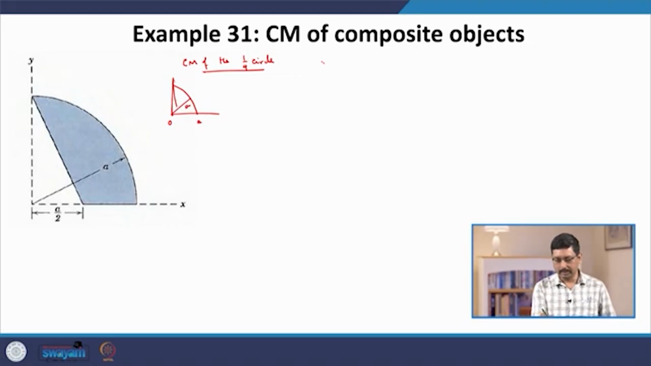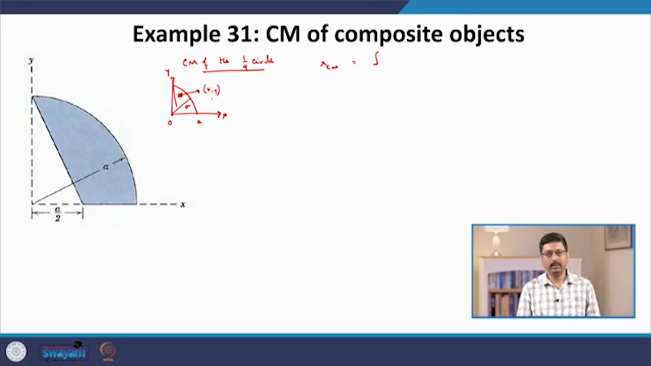Now, if you recall the definition, consider a particular mass element shown in this square block. O is our origin and these are the coordinate axes, and assume that this mass element is located at the point x, y, which is inside this circle. Then let us say sigma is the area density, that is mass per unit area, and I am going to assume that the mass distribution is uniform.